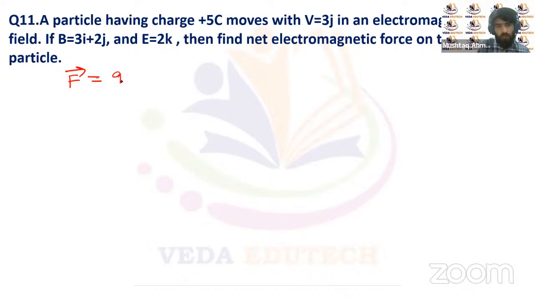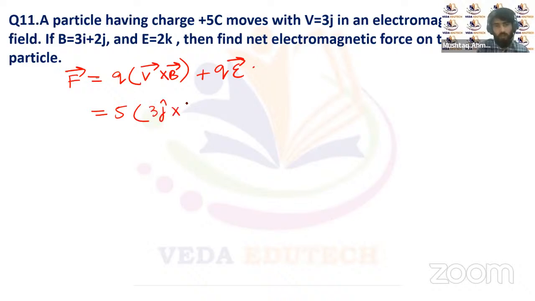The net force will be the magnetic force, that's Q V cross B, plus the electrostatic force, that's Q multiplied by the E vector. This is the net electromagnetic force on this particle. Now, the value of Q here is given as 5 coulomb. The velocity vector is 3 j cap, crossed with 3 i cap plus 2 j cap, plus Q times 2 k cap.